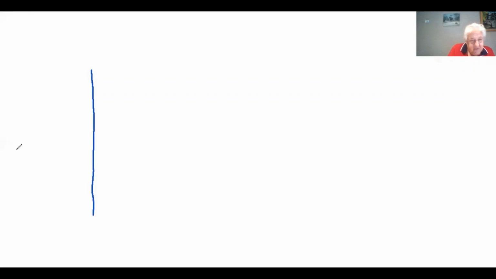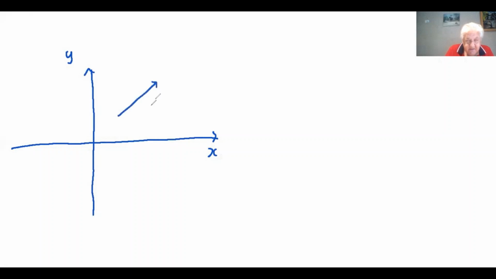So it's sometimes convenient for us to use a Cartesian coordinate system, the x-axis and the y-axis. Now I can draw a vector anywhere on the xy plane. Call this vector A.